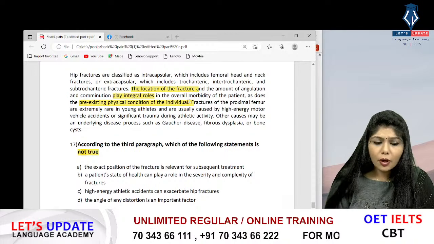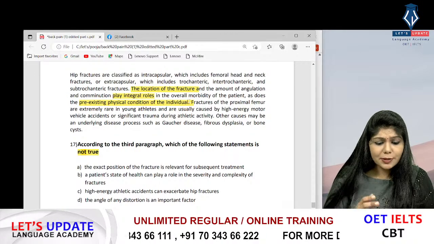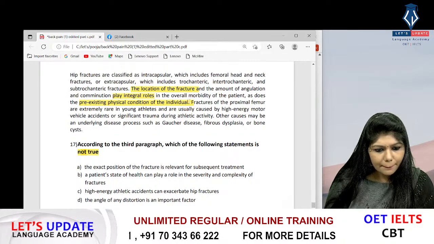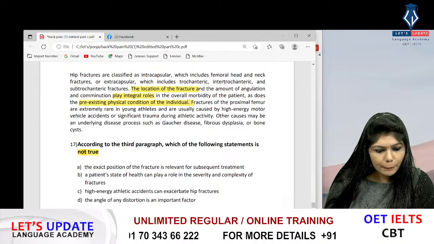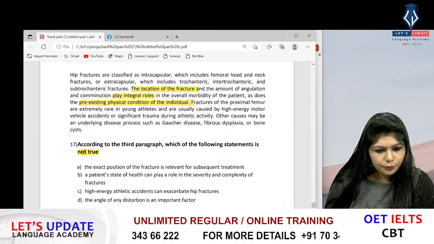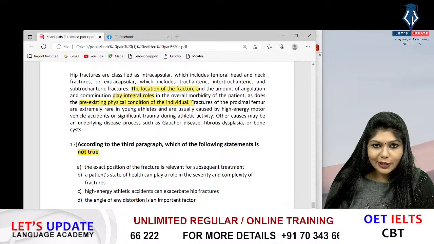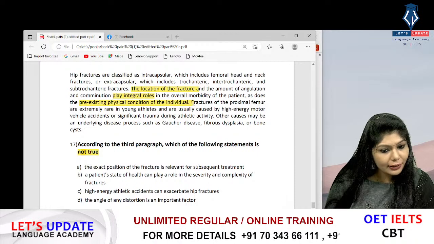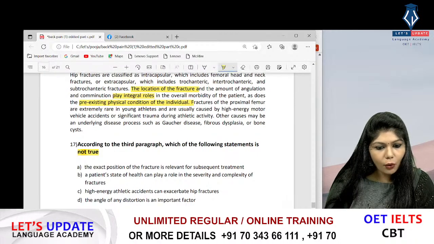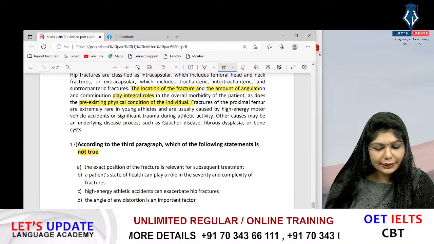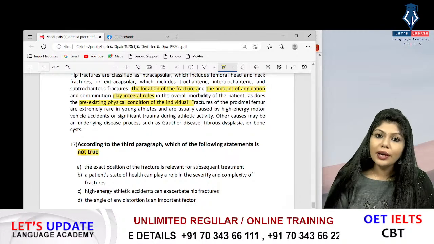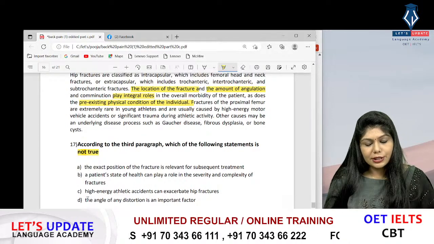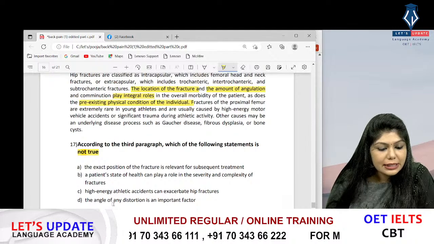Okay, and what about option C? High energy athletic accidents can exacerbate hip fractures. Is that mentioned? Okay, let's look at that. Look at option D: the angle of any distortion is an important angle. About the angle, yes. The amount of angulation, just highlight that. It will also play an integral role. So options A, B, and D are mentioned, and option C is incorrect.